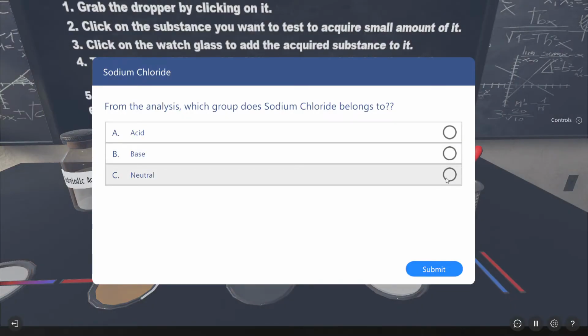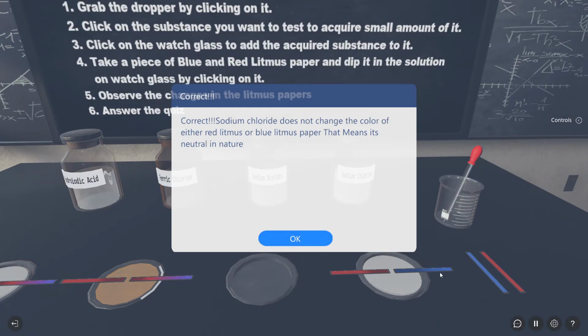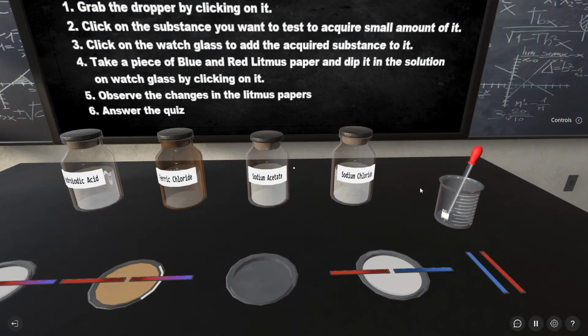From the analysis, which group does sodium chloride belong to? Correct. Sodium chloride does not change the color of either red litmus or blue litmus paper, that means it's neutral in nature.